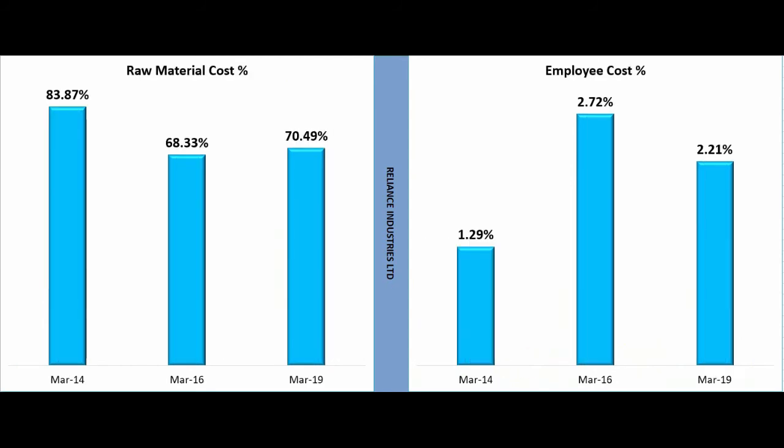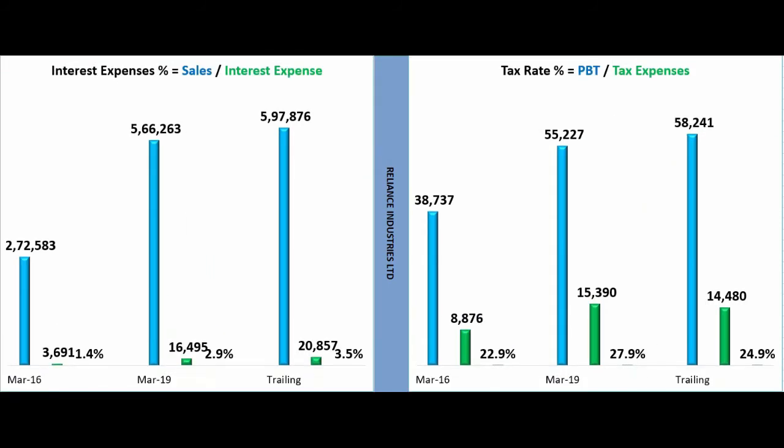The raw material cost was somewhere around 83% in March 14, which dropped to 68% in March 16, and in March 19 it was somewhere around 70%. So the raw material cost as a percentage of total sales has reduced a little bit. Employee cost is very low, somewhere below 3% over the years. These ratios help us understand what the red flags or potential problems are that we can detect.